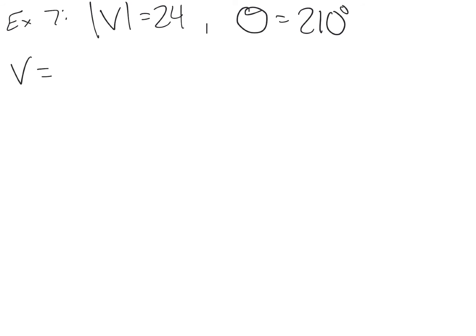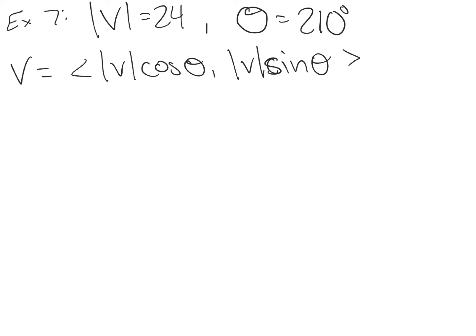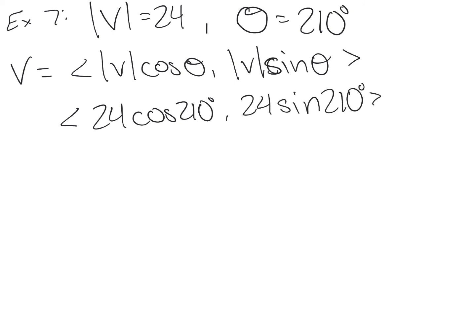So once again, it is v, the vector, equals the magnitude of our vector times cosine theta, comma, the magnitude of our vector times sine theta, and then close the brackets. So this is 24 cosine 210 degrees, comma, 24 times sine of 210 degrees. 210 on the unit circle is a nice, beautiful labeled piece. 210 is in the third quadrant, which means sine and cosine are going to be negative.